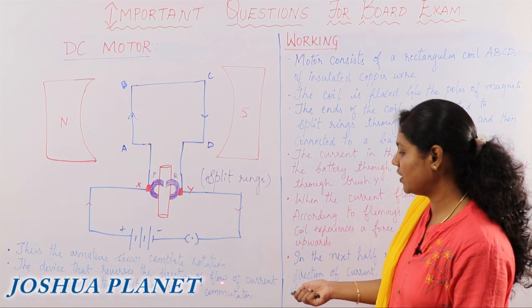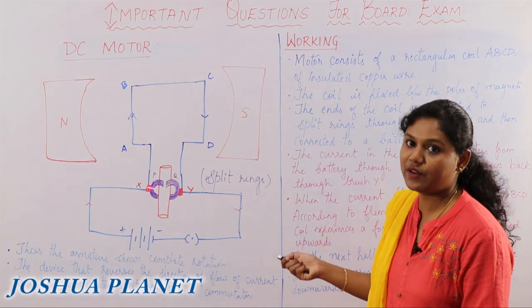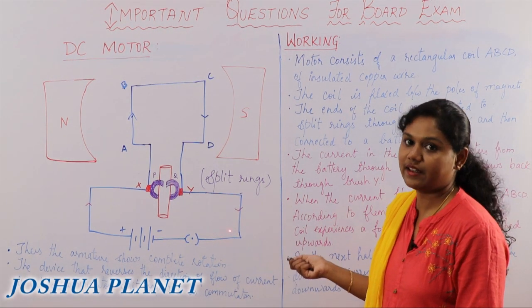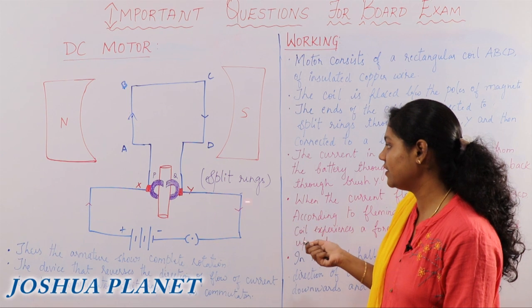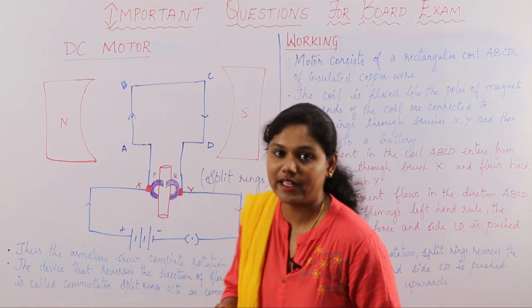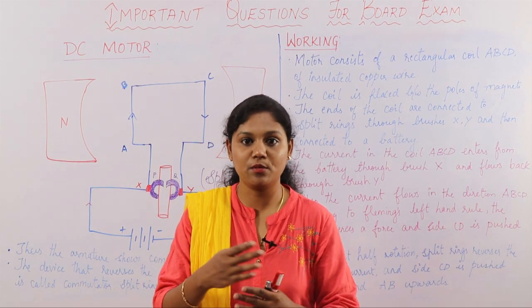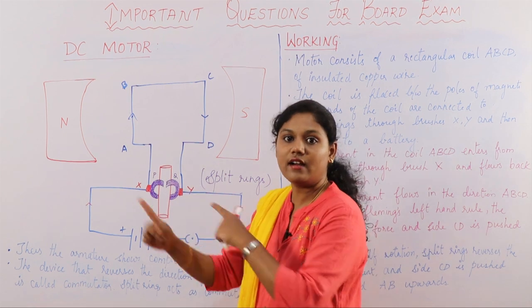The device that reverses the direction of flow of current is called a commutator. Who's acting as commutator here? It's split rings. So split rings help in reversing the direction of flow of current and therefore it keeps up the direction of rotation in the same direction. It keeps the armature rotate continuously.